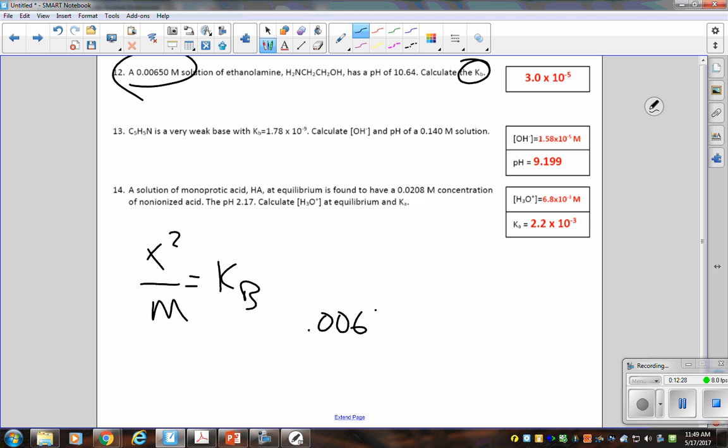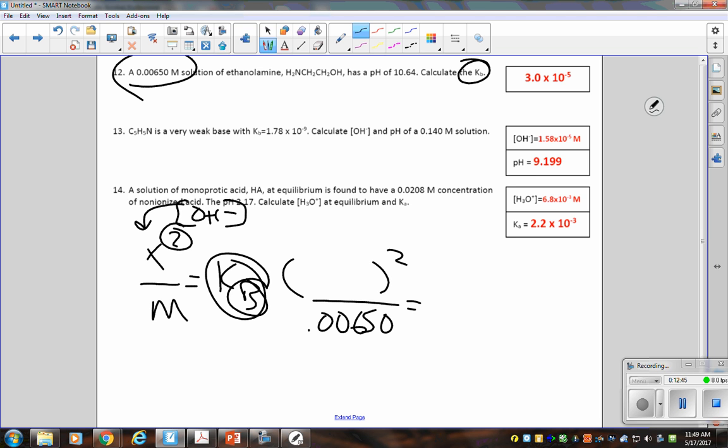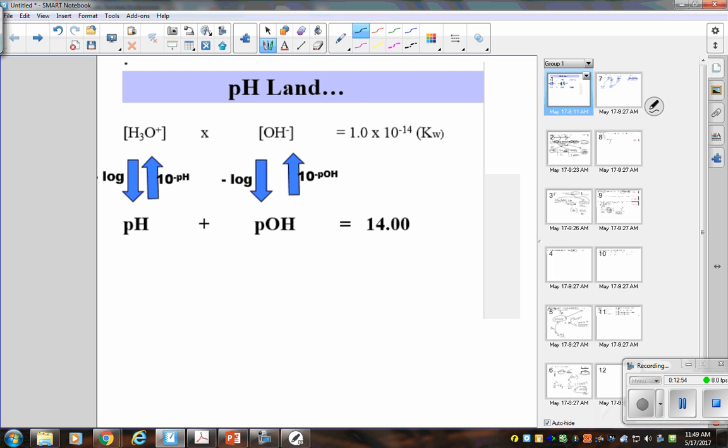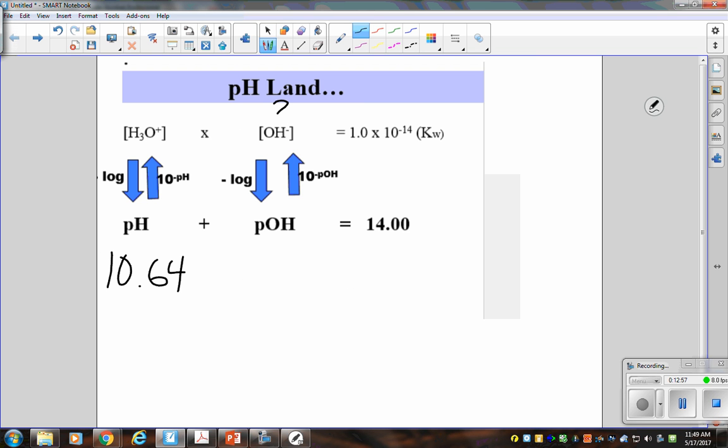This is different because it's asking me for Kb. So that means I have to have x somehow. So watch, when this is Kb, what does x have to be on the top? Has to be OH minus. So I need OH minus on the top, and I have to square it. Well, she gives me a pH of 10.64. So if I go back to pH land, I need, for the Kb, I need an OH, what am I going to do? First thing I'm going to do is subtract it from 14, so I'm going to go 14 minus 10.64. I get 3.36.